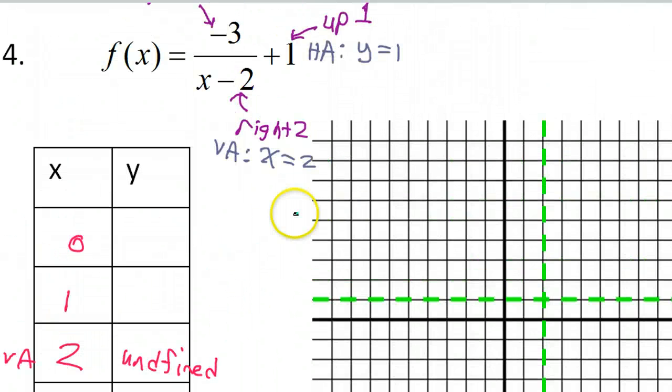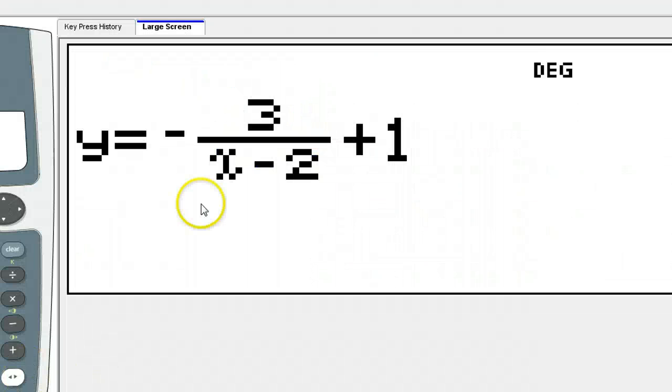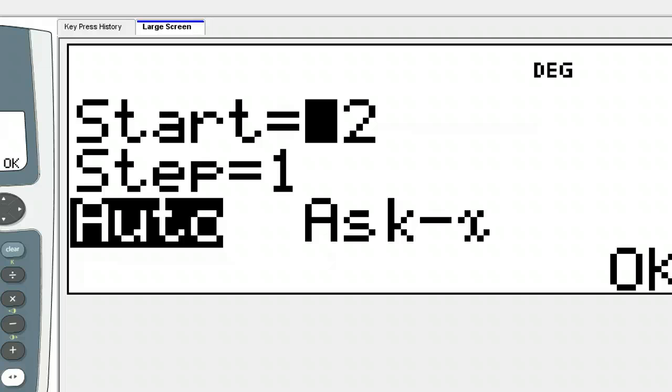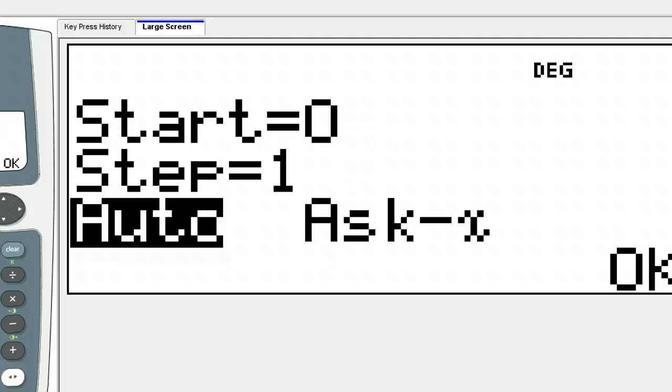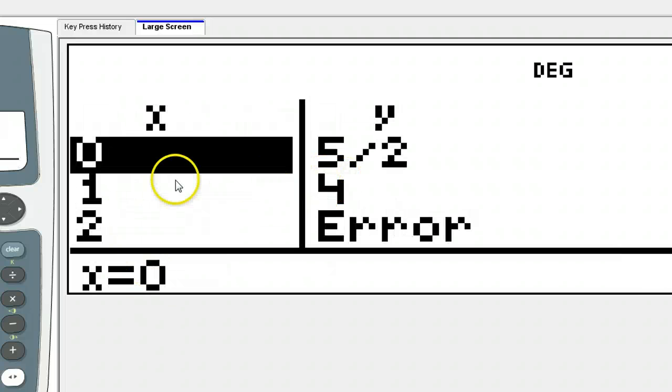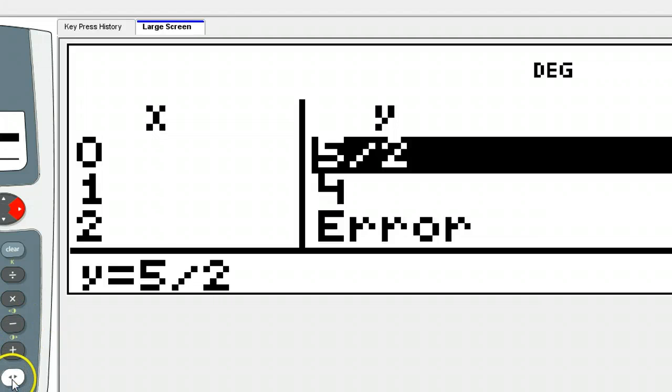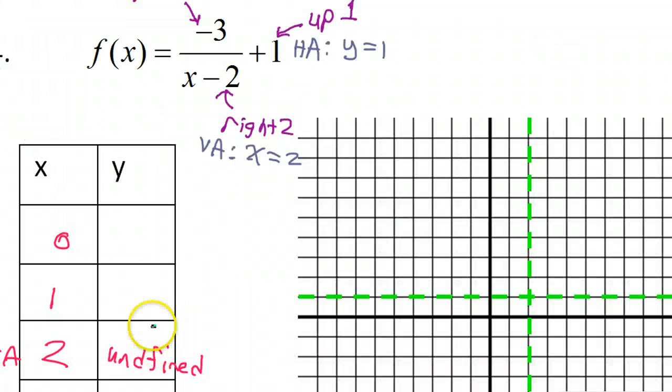For right now, let's just use our calculator to find the y values. I think we were supposed to start at 0. At 0 we have 5 over 2, that is 2.5. What about 1? At 1 we're at 4. Alright, that's enough to draw the curve.